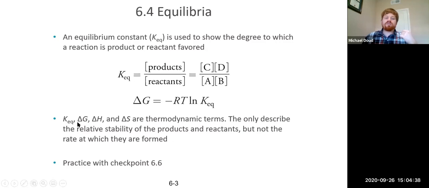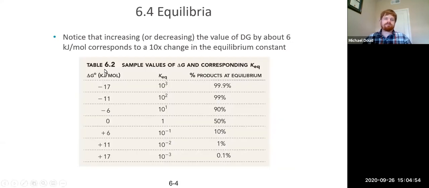So all of these that we've discussed, equilibrium constant, delta G, delta H, and delta S, are all thermodynamic terms, and they're only really describing the relative stability of products versus reactants. Keep in mind the rate thing, that's going to be kinetics. We'll review that here in a little bit.